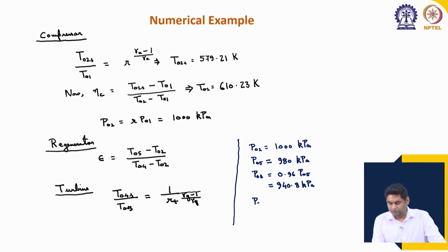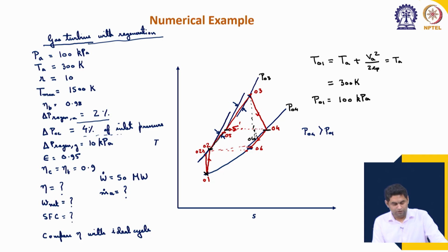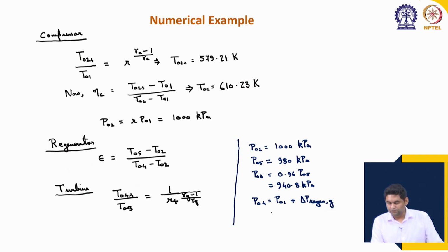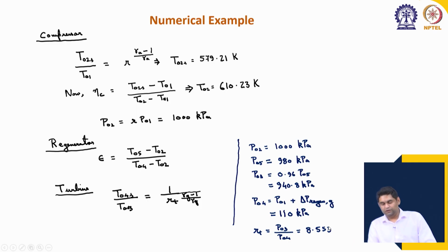So, P04 is equal to P01 plus delta P of region G in this case, the gas side, what we have used. So, this is equal to 110 kPa, that is 100 plus 10. Now, we get the pressure ratio across the turbine RT, which is equal to P03 by P04. You can see now that a significant reduction in the pressure ratio has occurred. So, instead of 10 now, this is equal to 8.553. Okay. So, this is the pressure ratio across the turbine.